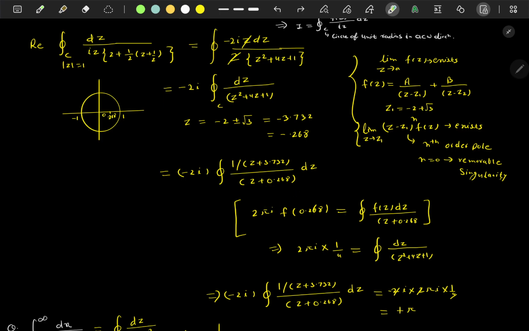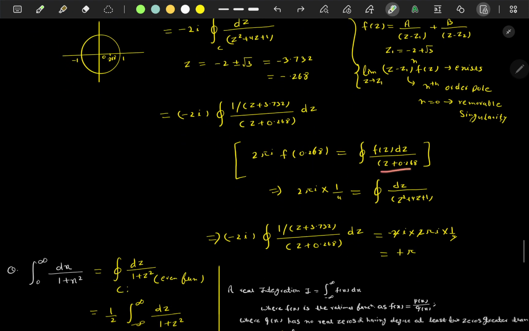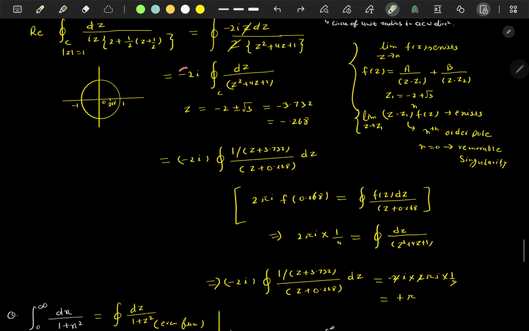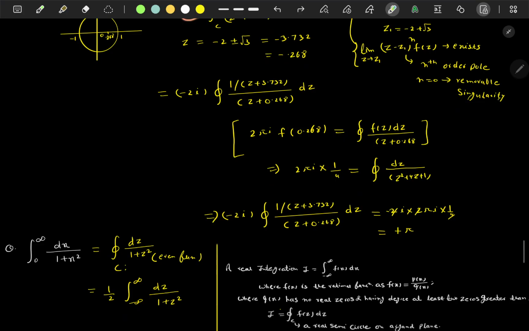So this, and how you are solving it is, power is 1. So simply 2 pi iota function f of z upon it. So it is giving the value of the whole function 2 pi iota into 1 by 4. And in our complex integration, minus 2 iota was there, so just multiply it with minus 2 iota. So you have the value pi.